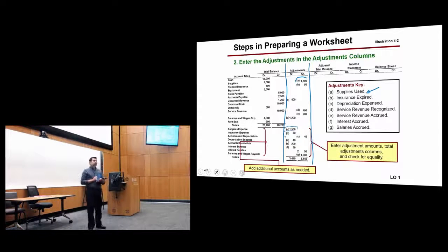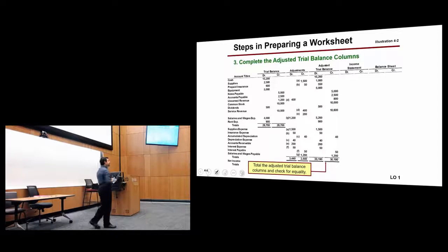And then the credit to prepaid insurance. Now prepaid insurance was already there. So as you can see, it was simply added to the credit side of that account. Do you guys understand what we're doing here, or do you have any issues with that? Okay.